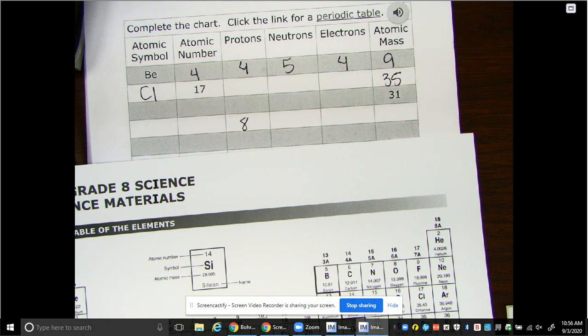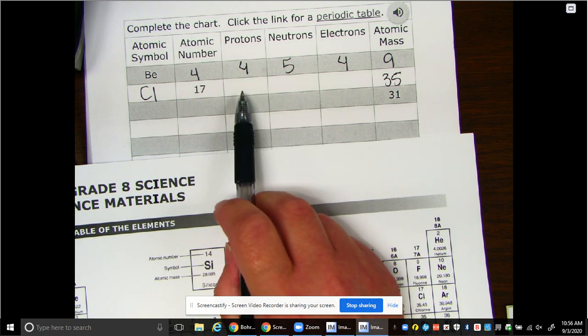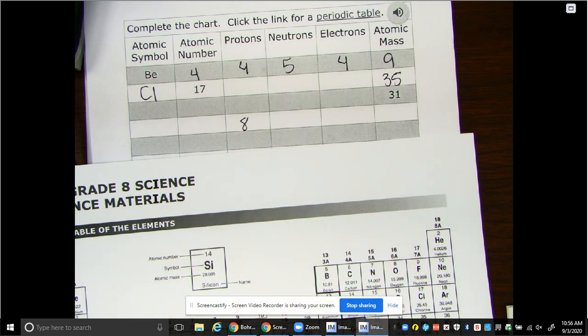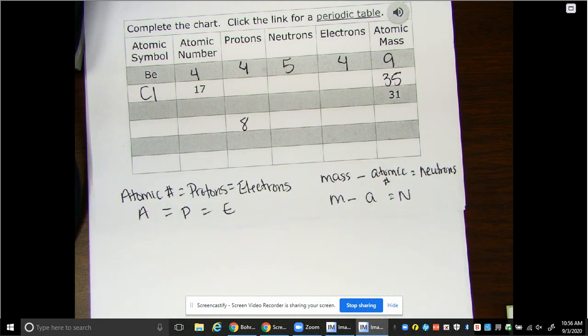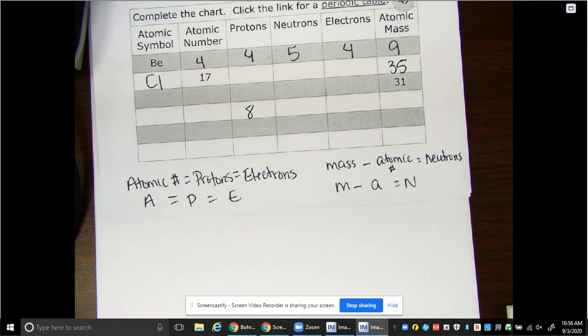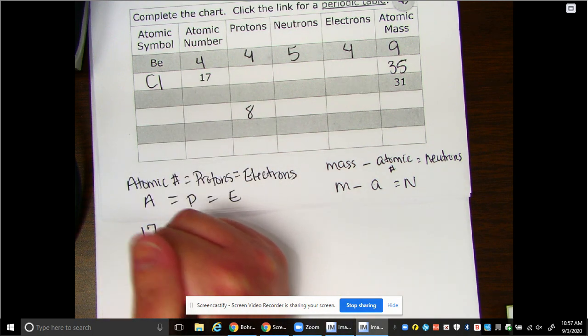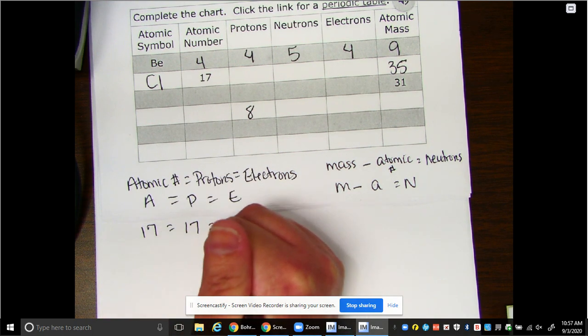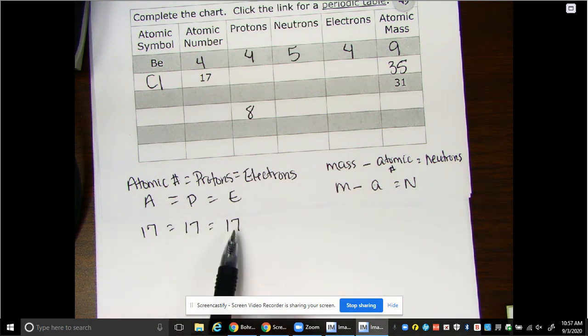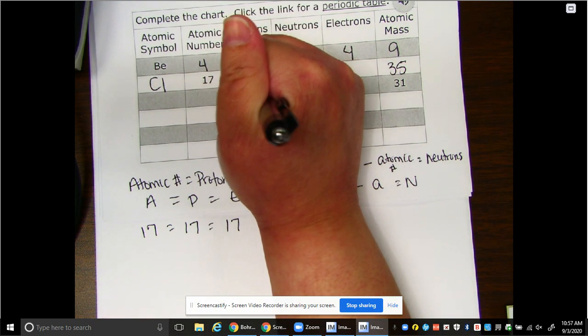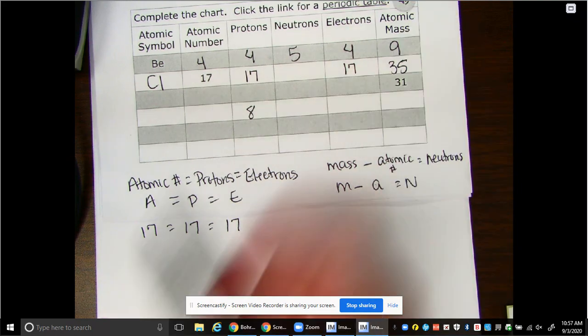35.4, we'll just leave it at 35. And so I'm going to then figure this out using APE MAN. I'm going to come back here. My atomic number is 17. That means my protons are 17 and my electrons are 17. A equals P equals Z. 17 up here, 17 for my electrons, okay?